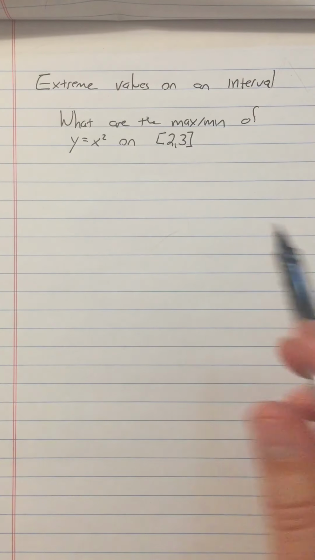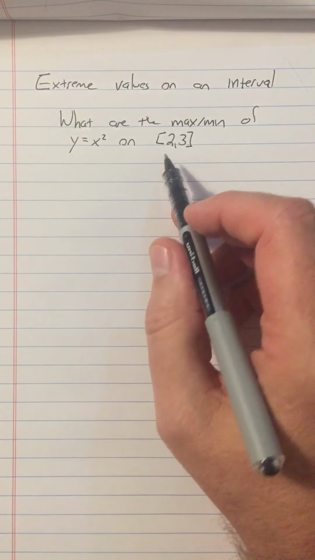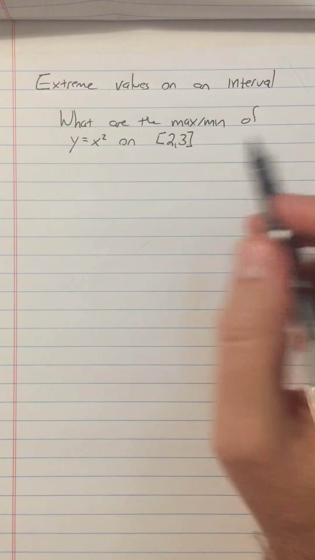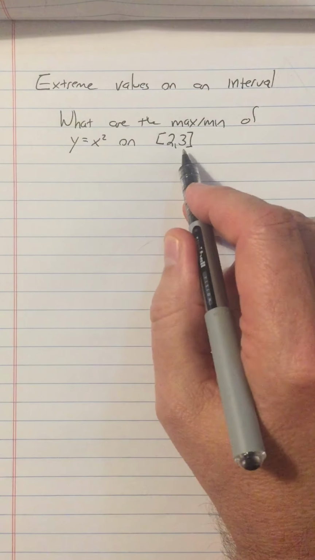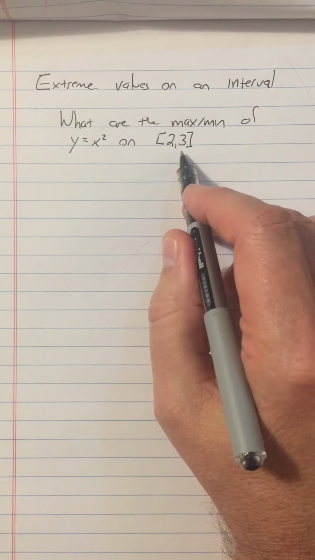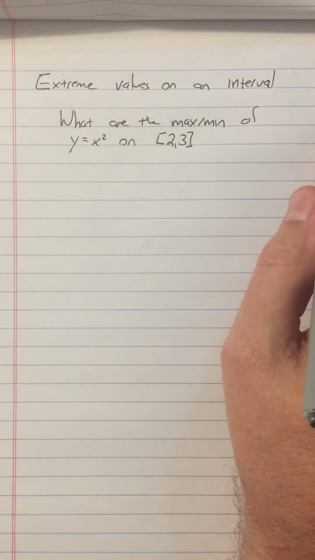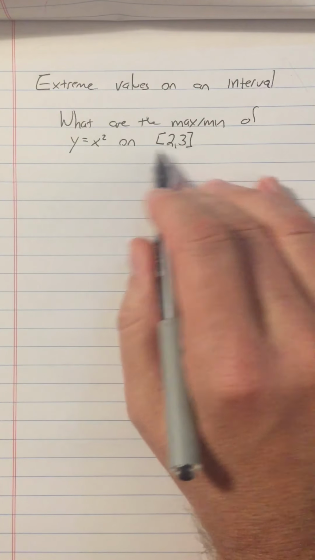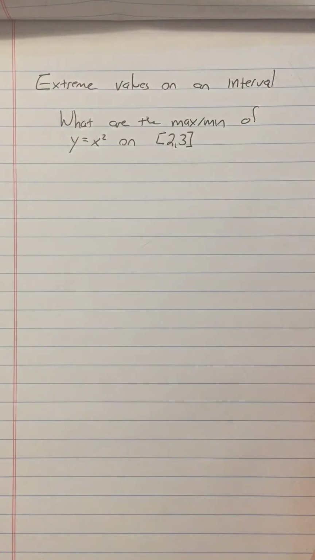What that means is, let's say I'm monitoring customers who come to a store, and I want to know the highest number of customers that were in the store between 2 and 3 p.m. If there were more people after 3 p.m., I don't care. If there were fewer people before 2 p.m., I don't care. I only care about that window from 2 to 3 for whatever reason. So that's the kind of problem that we're looking at.